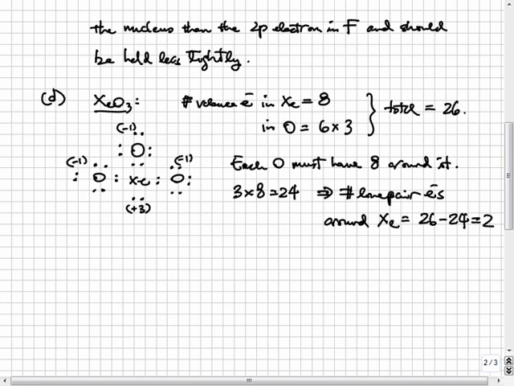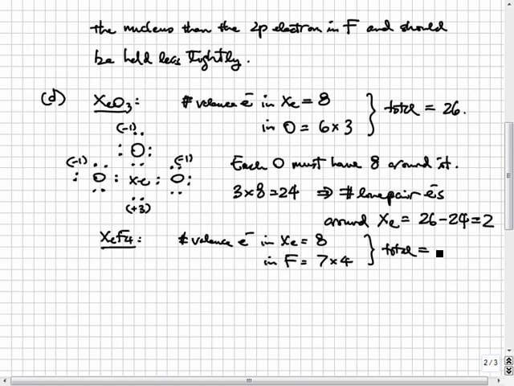In XeF4, we can follow a similar approach. The number of valence electrons in Xe is 8. The number of valence electrons in F is 7. Multiplied by 4 is 28. The total number of valence electrons is 36.